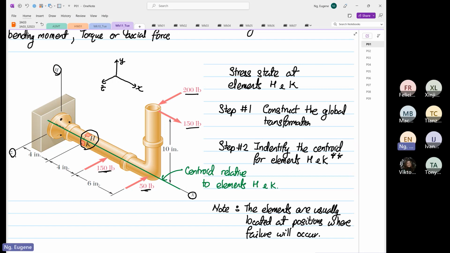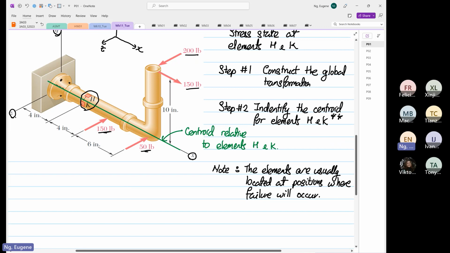If it's not given, it's always the location where failure will occur. So if there's no element over here, failure will occur at the fixed end. That's where failure will occur. But for this problem, the question says identify the normal and shearing stress of element H and element K.